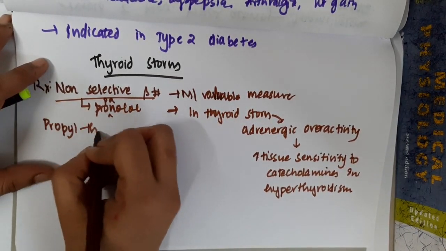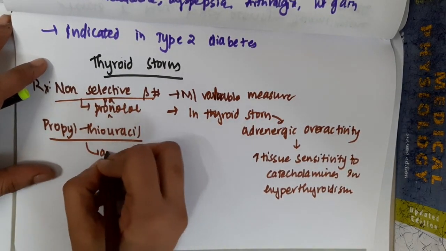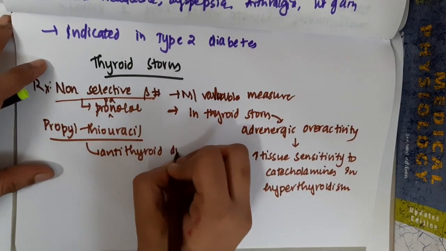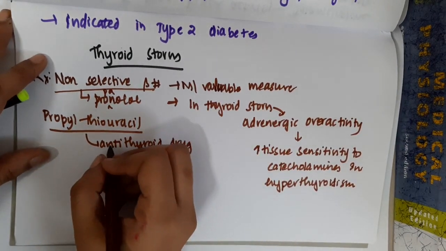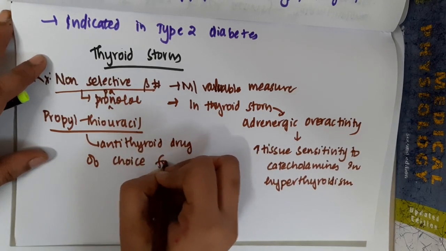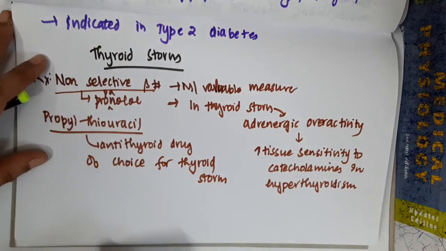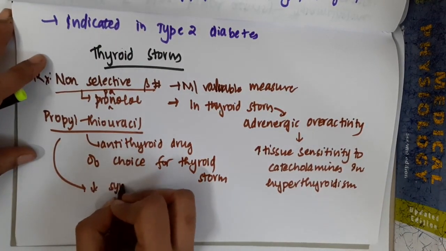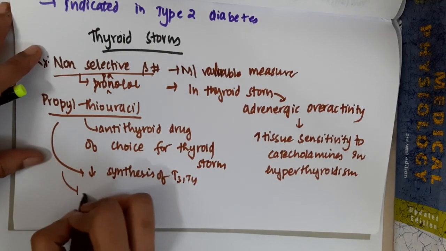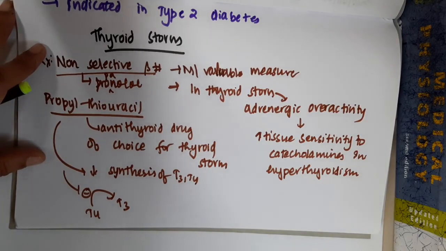Then next we have propylthiouracil. Propylthiouracil is an anti-thyroid drug of choice for thyroid storm. This will decrease the synthesis of T3 and T4, and it will also inhibit the peripheral conversion of T4 to T3. So this is about propylthiouracil.